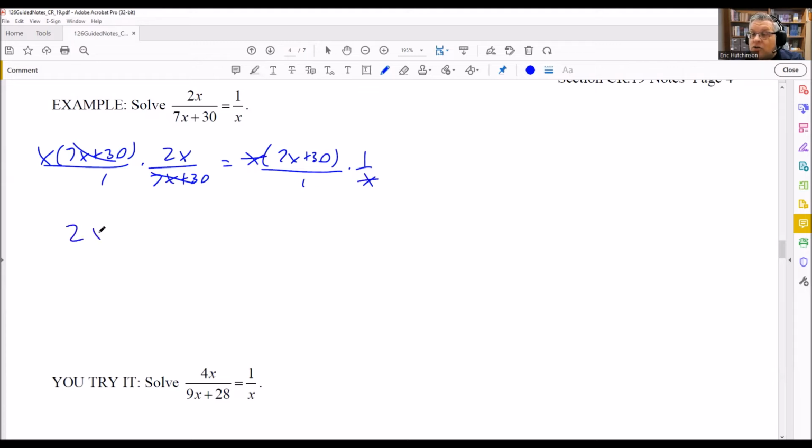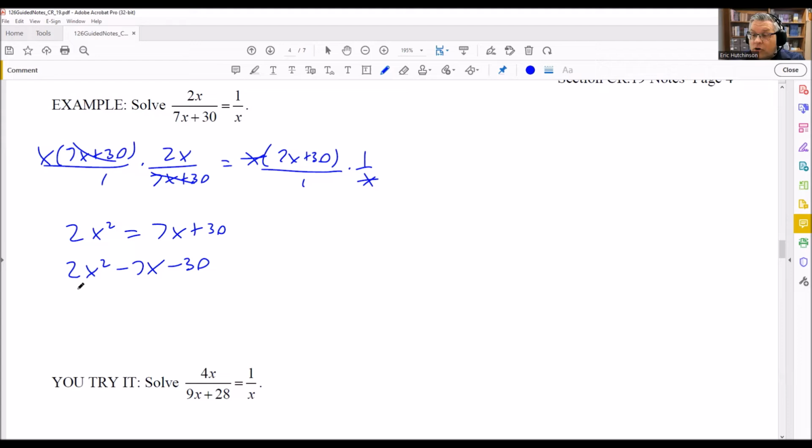So now we get 2x squared equals, on the other side, we're just going to have 7x plus 30 since everything else canceled out. We want to bring these two terms on the right-hand side over to the left-hand side because we want to set it equal to 0 since we have another x squared. We subtract this, we get negative 7x, and we also get negative 30 when we move that across the equal sign.